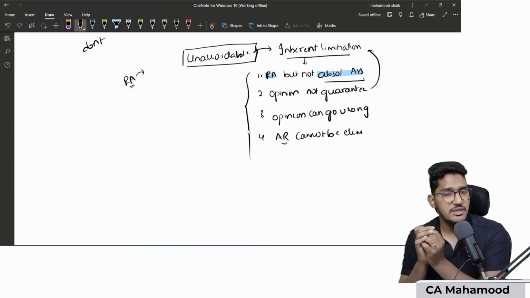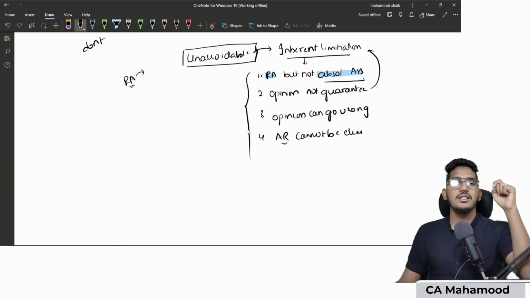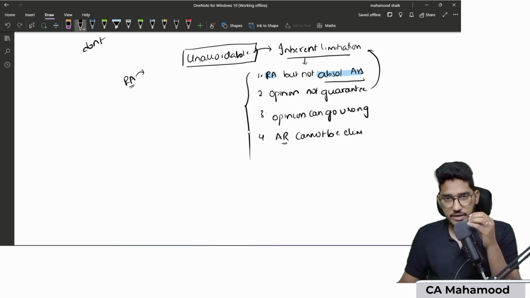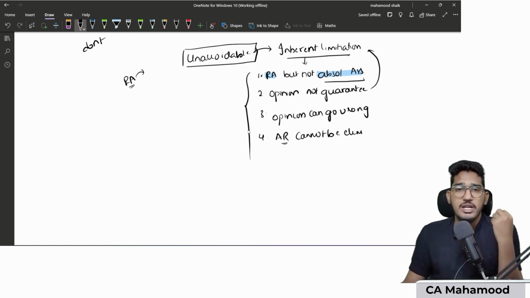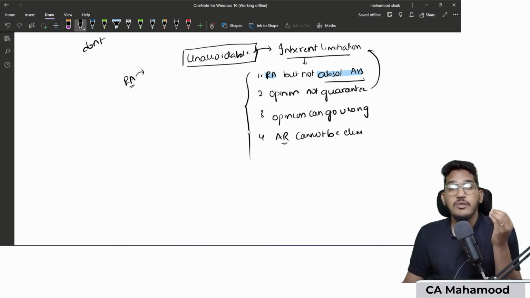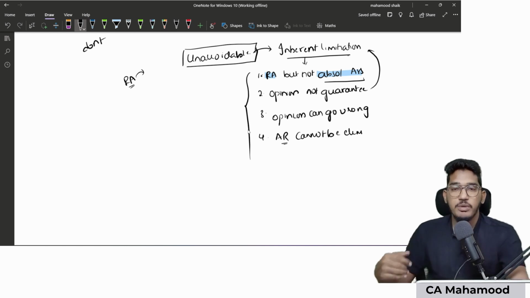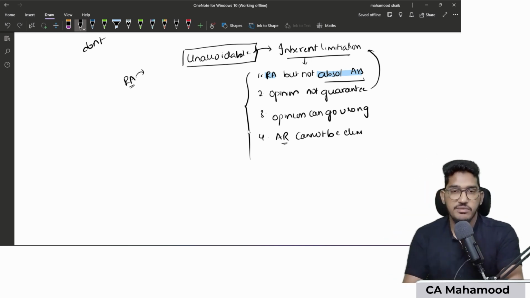What is the single reason for all these four consequences? The single reason is that the process of auditing is suffering from some limitations. Of what nature? Avoidable or unavoidable? They are unavoidable in nature. Because of this, these many consequences will be there.